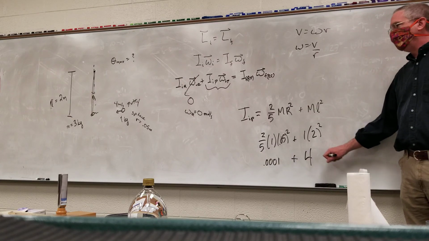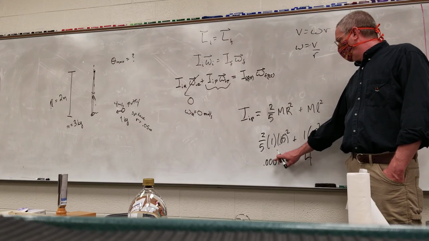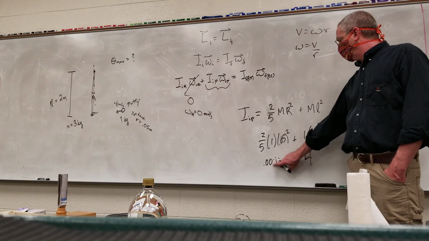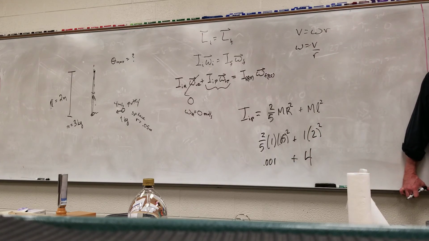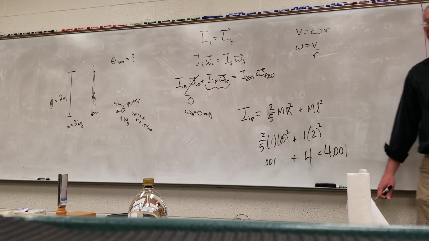Okay. I think you might have one too many zeros. I might be wrong. 0.05 squared. Yeah, 0.001. Okay, all right. So you're telling me 25 times 4 is 100 and not 10? Yes. So we get 4.001 here.